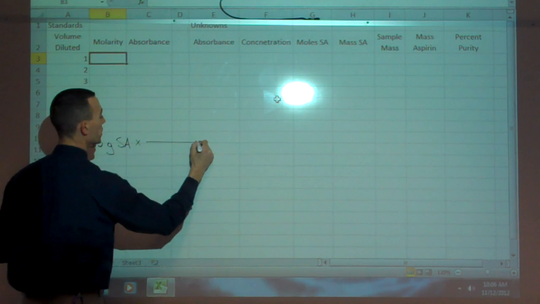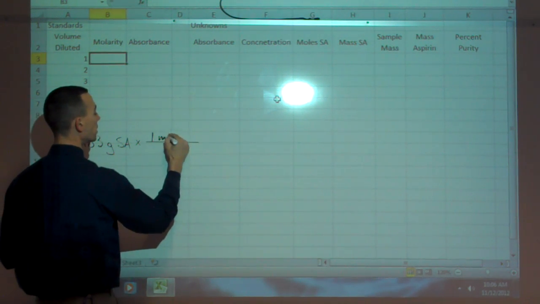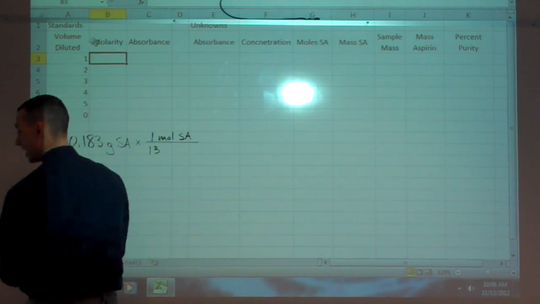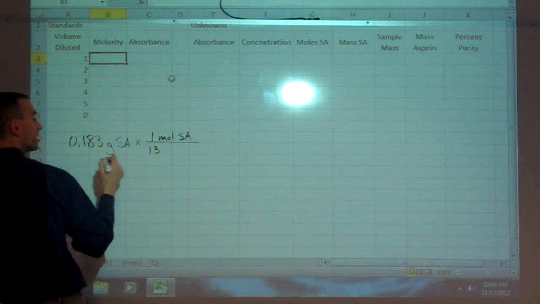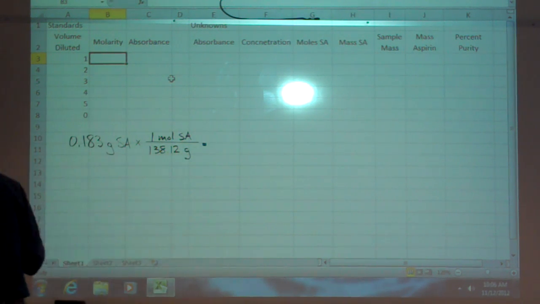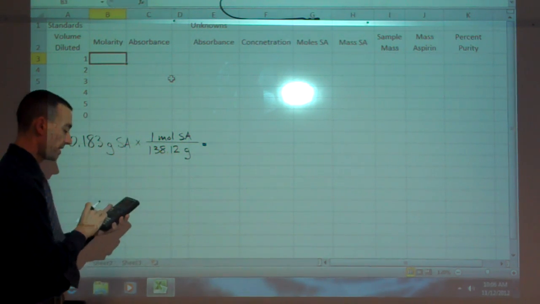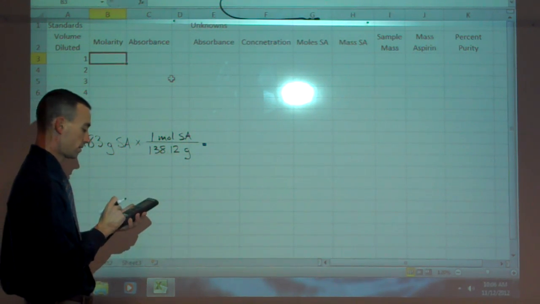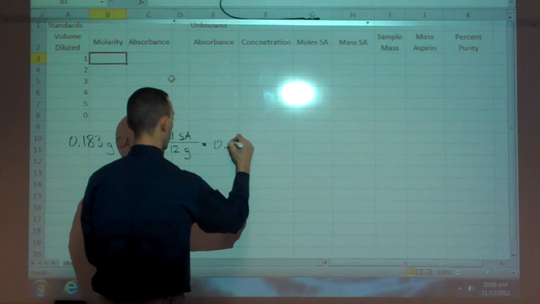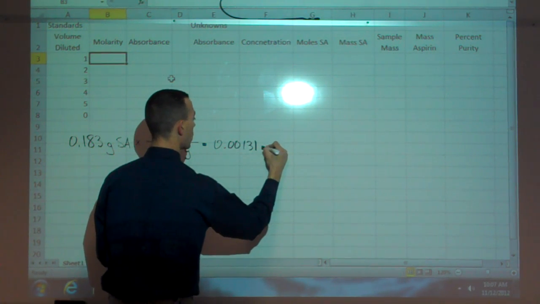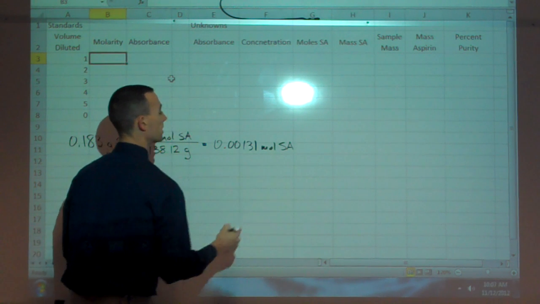This needs to be converted to moles. So 1 mole of salicylic acid is 138.12 grams. So that means we have 0.00131 moles of salicylic acid.